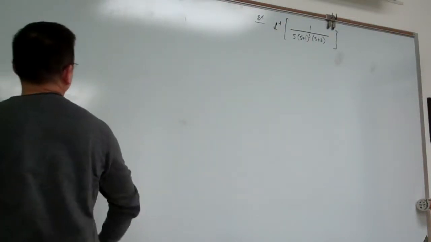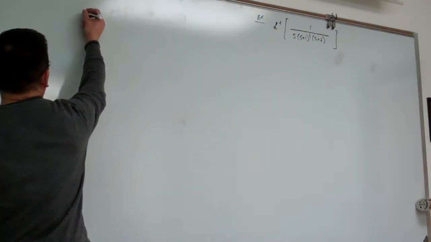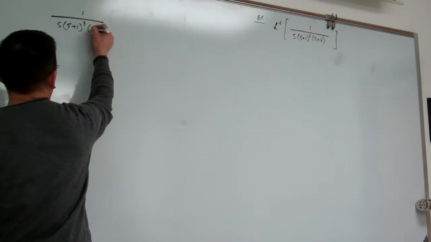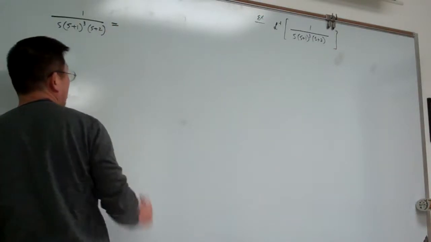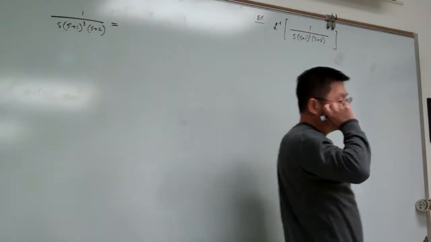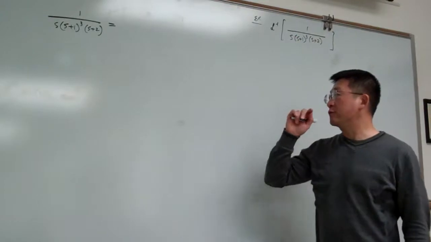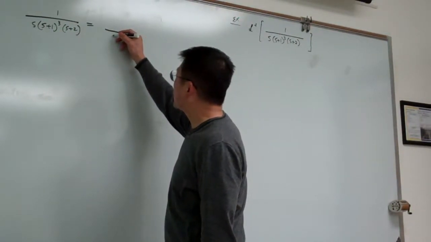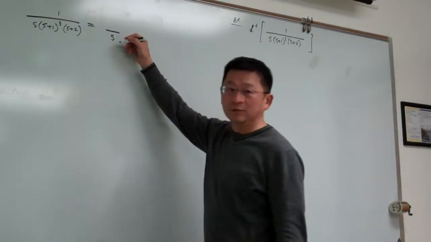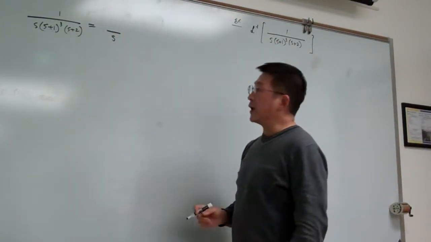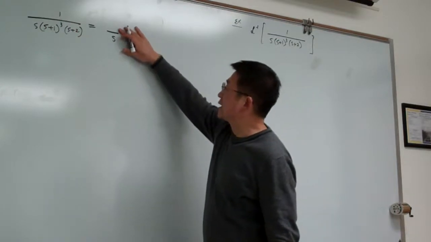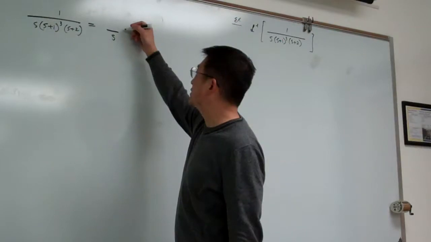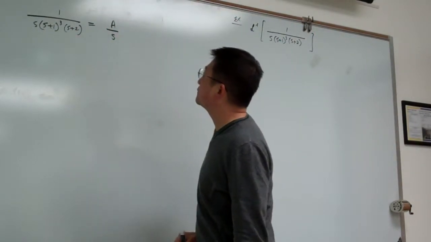For this s plus 1 to the power 3 and s plus 2, I'm going to show you how we do the factorization. Again, we want to factorize into a complete form, such that s only has the first power. So we have this form here and multiply with a.